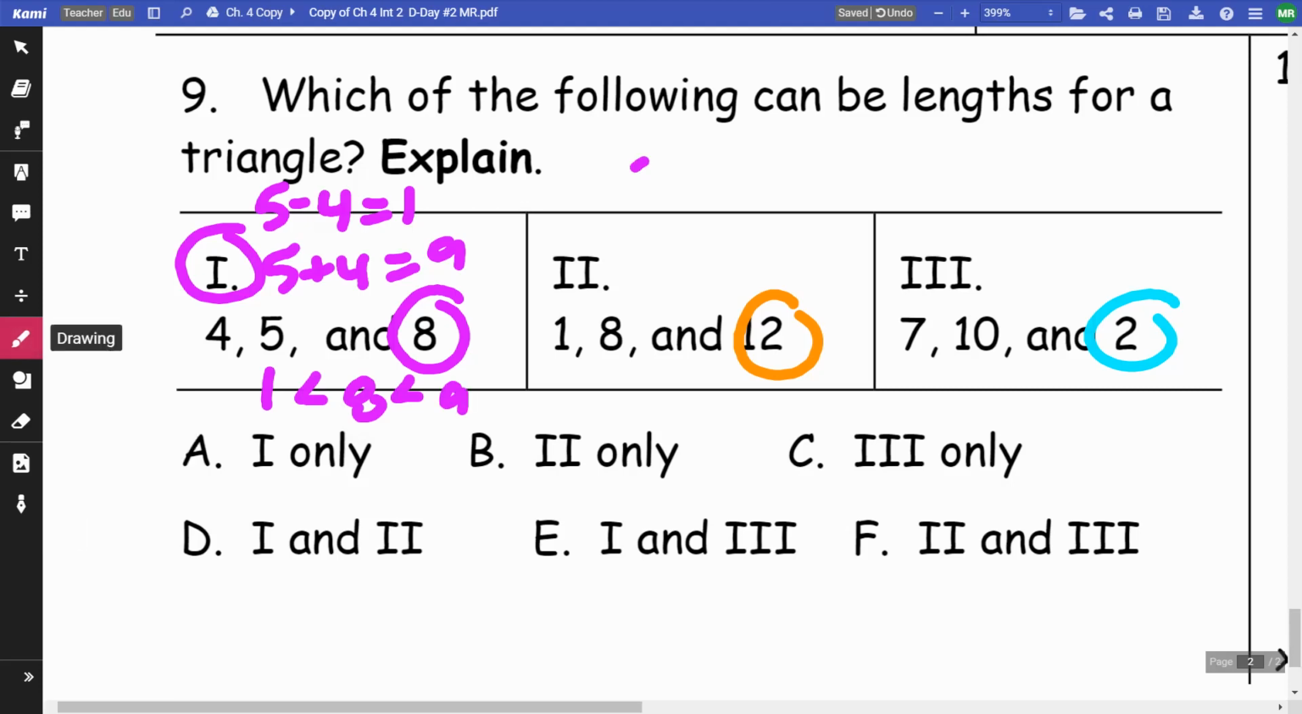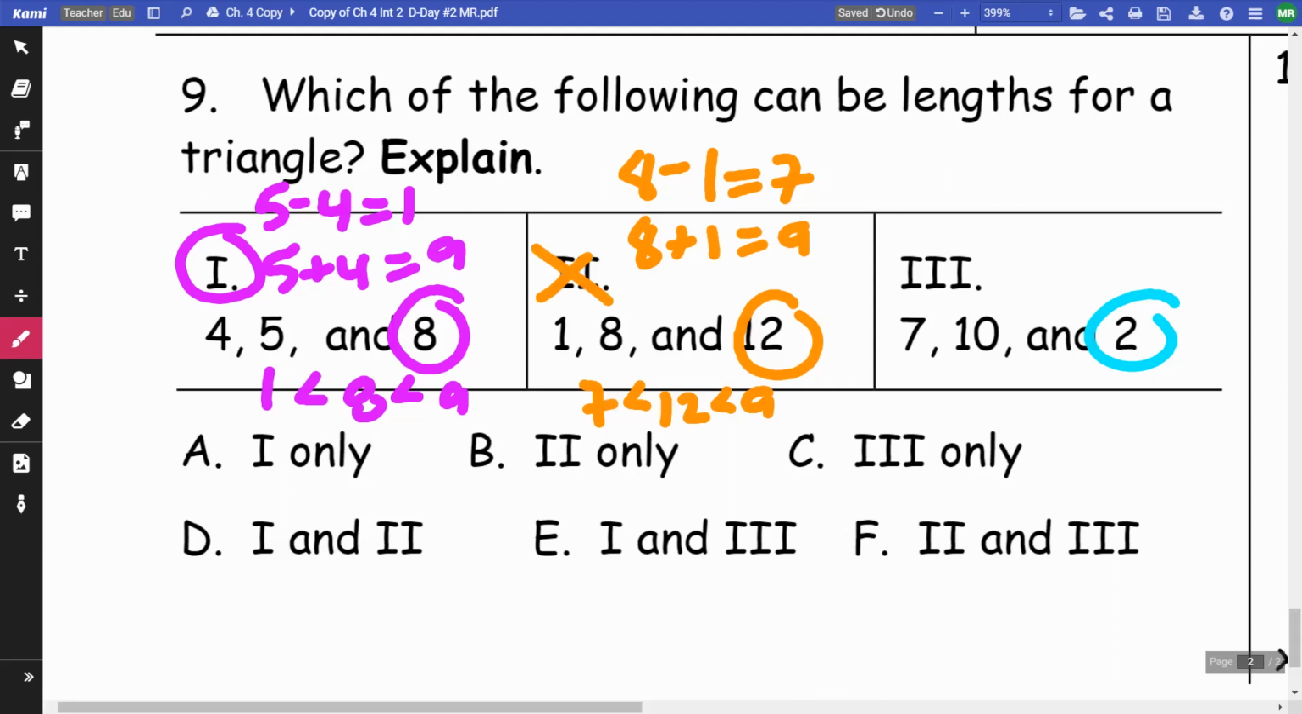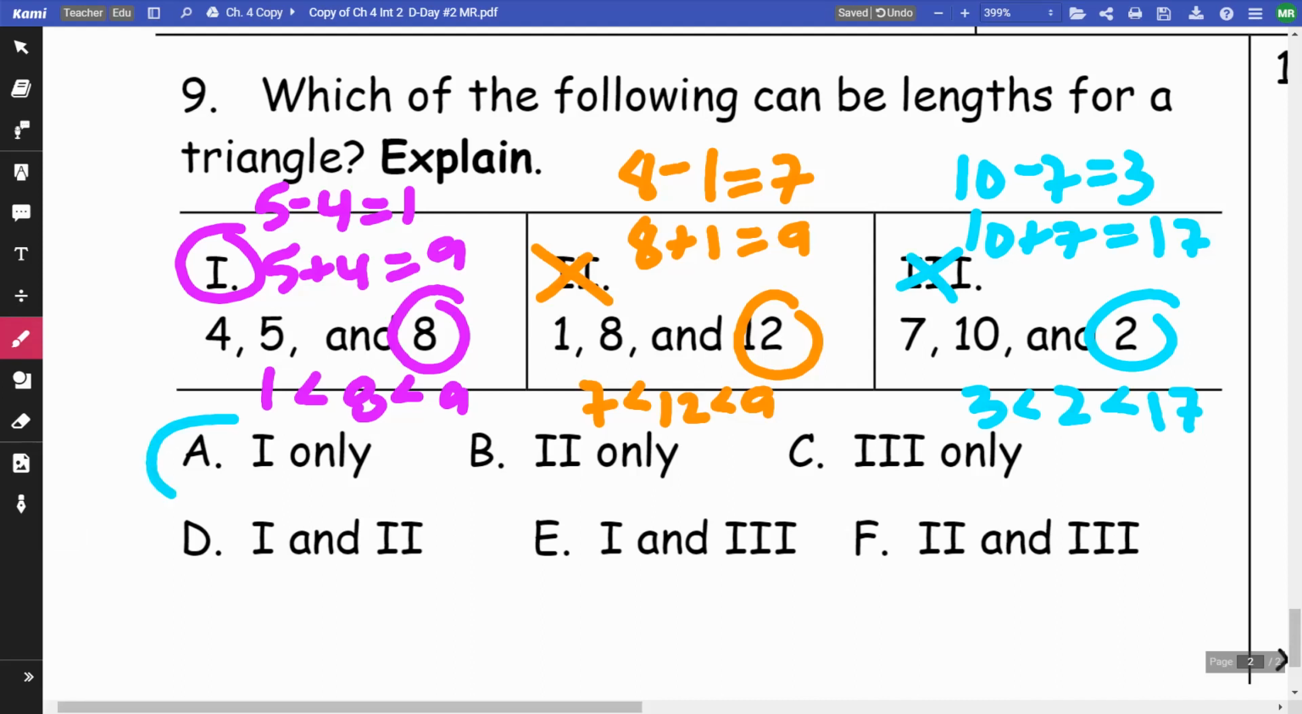Now for the next one, I'm going to take 8 minus 1, which is 7, and 8 plus 1, which is 9. That's not going to be the case because my 12 needs to be in between those, and it's not. And my last one, if I take 10 minus 7, I get 3, and 10 plus 7, I get a 17. This is not because 2 is not in between 3 and 17. So in this case, it's only 1.